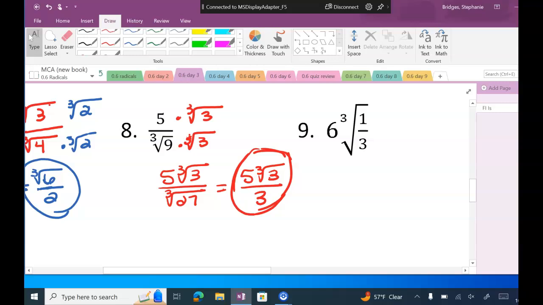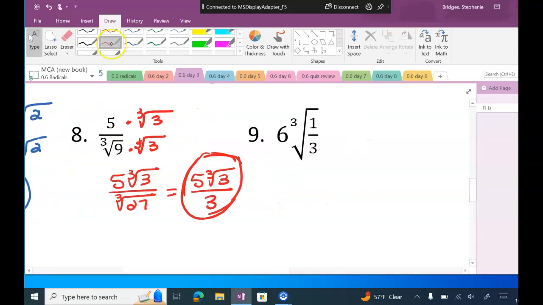When I split my fraction up into the cube root of 1 over the cube root of 3, where does the 6 go? At the top or at the bottom? It's at the top, right? Because isn't that like 6 over 1? Okay. So I'm going to keep that 6 at the top.